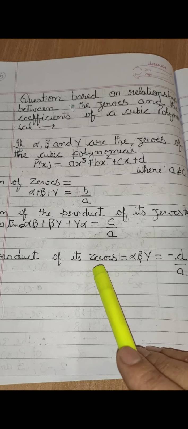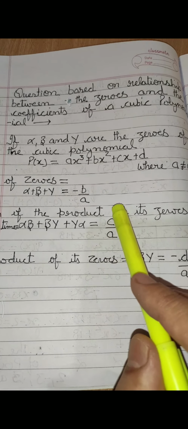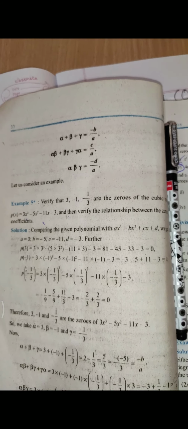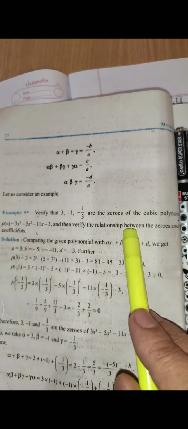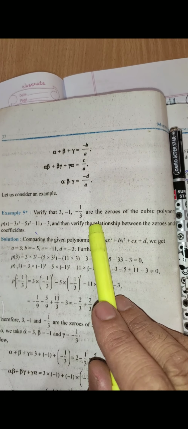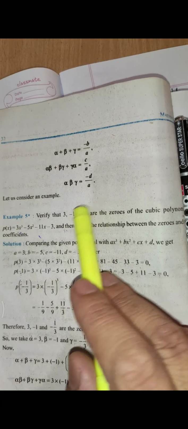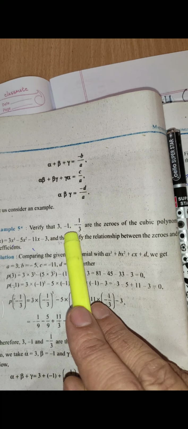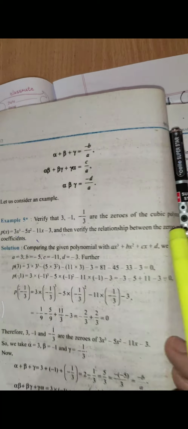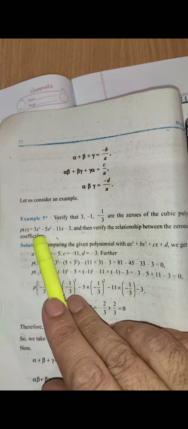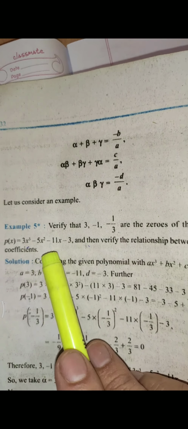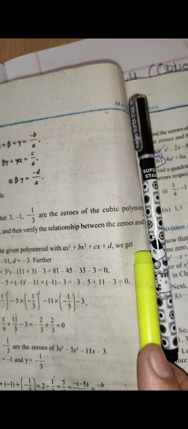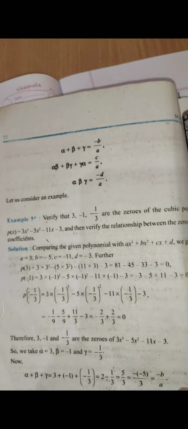So now we will do the questions based on the relationship between the zeros and coefficients of a cubic polynomial. The first question based on this concept is given in the examples, and the remaining are given in the optional exercise. So with the example we are beginning this concept. Verify that 3, minus 1 and minus 1 by 3 are the zeros of the cubic polynomial p(x) is equal to 3x cube minus 5x square minus 11x minus 3, and then verify the relationship between the zeros and the coefficients.